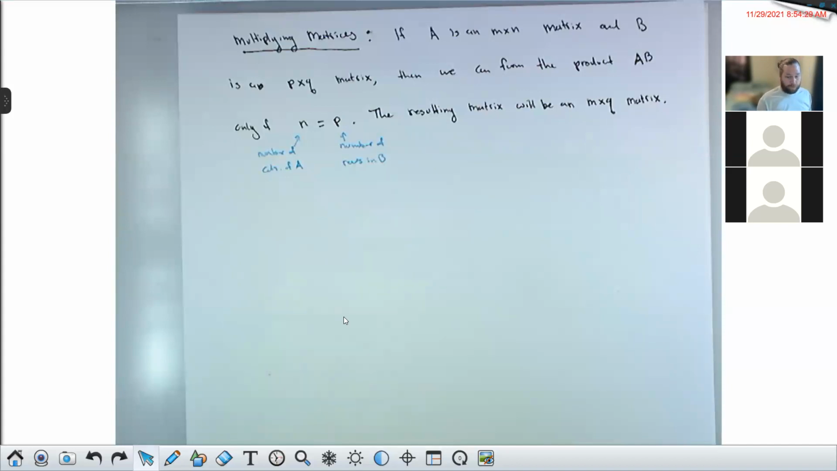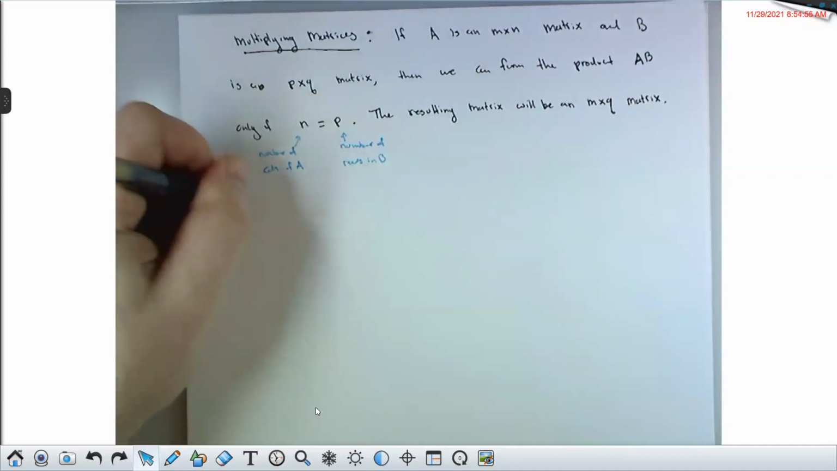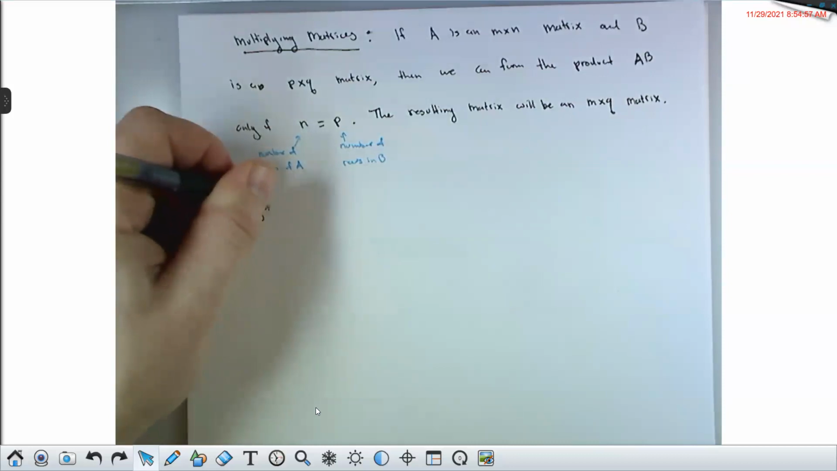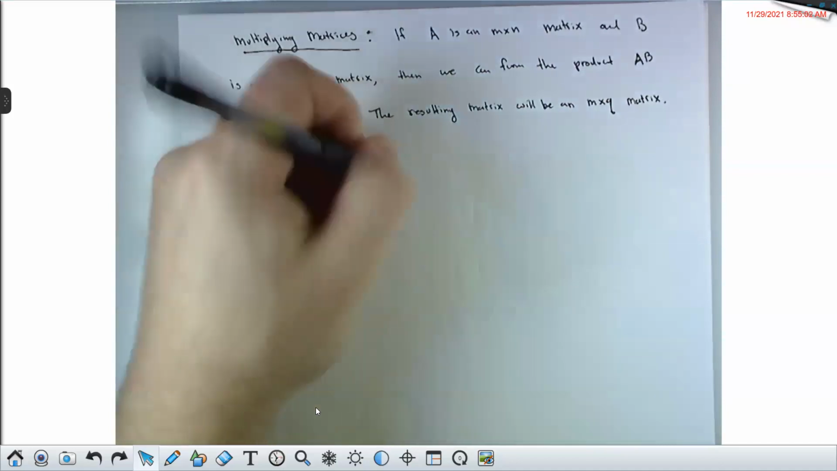I'm going to show you how to multiply these. It's not obvious at all. The actual rules are quite strange. And in order to show you how this works, I would like to first show you how to multiply a row by a column, because that's how we do this. Let me get this out of here. So multiplying a row by a column.